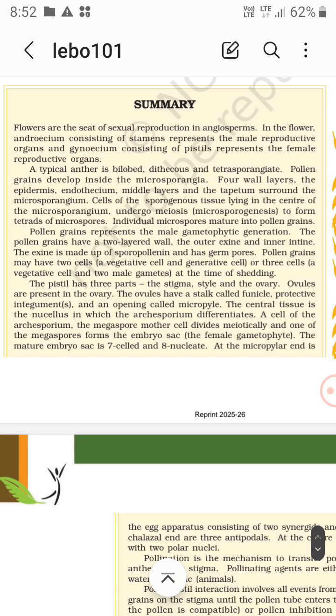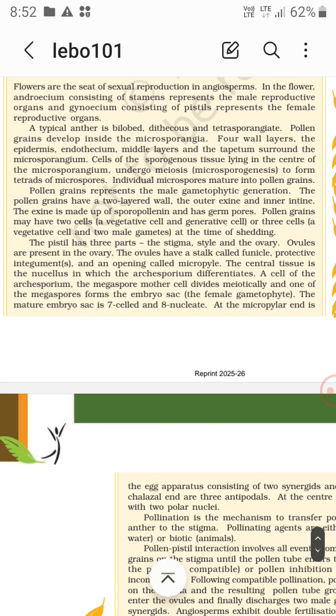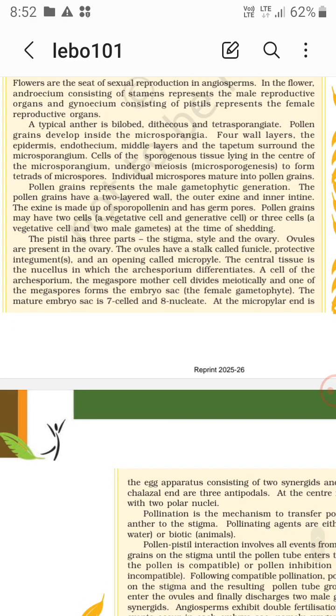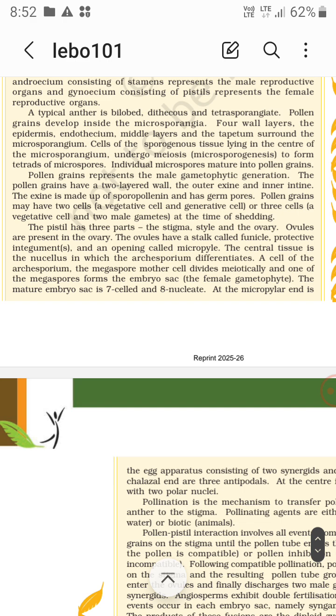undergo meiosis, that is microsporogenesis, to form tetrads of microspores. Individual microspores mature into pollen grains. Pollen grains represent the male gametophytic generation.